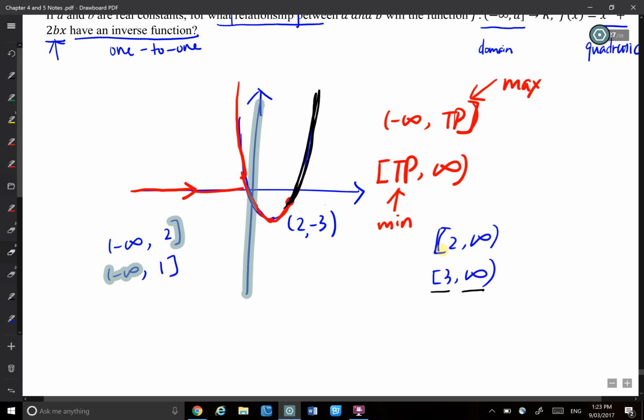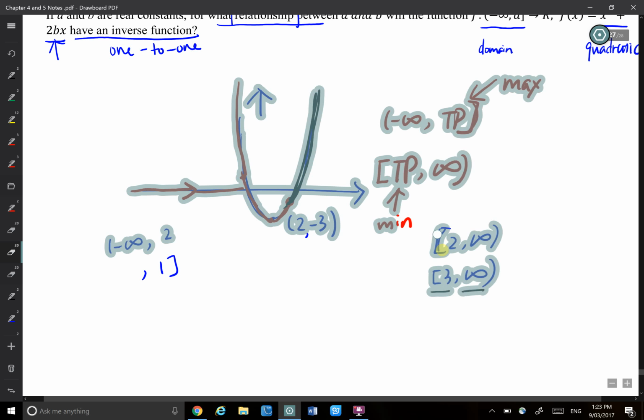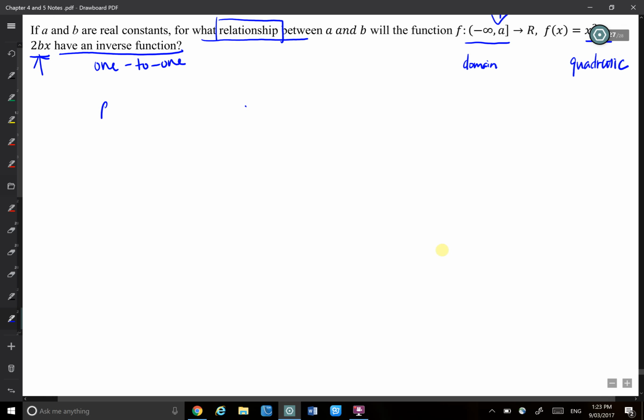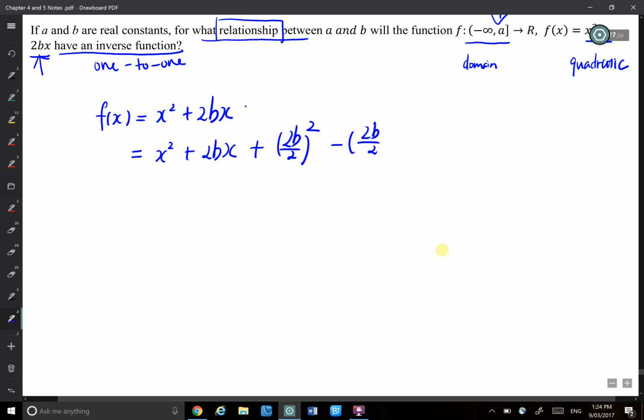That's just some explanation, and let's see this question. You can see the turning point is the key thing. Now we have f(x) equals x squared plus 2bx. I want to know where the turning point is, so I can complete the square. x squared plus 2bx plus half of the middle number squared and subtract half of the middle number squared, and then I can complete the square. That gives me (x plus b) squared minus b squared.